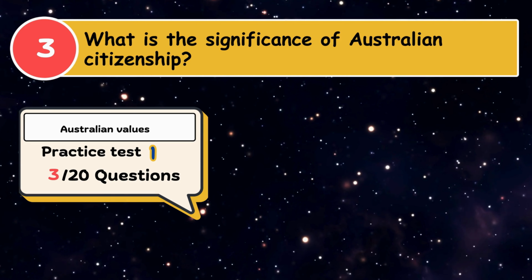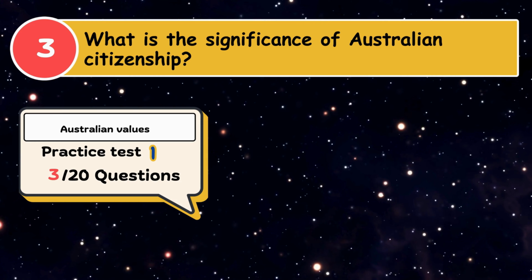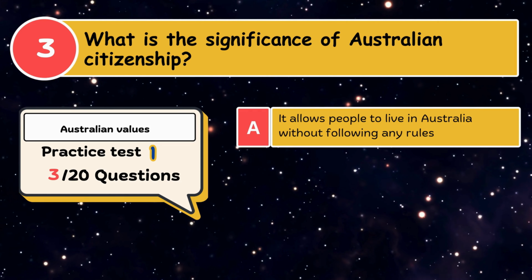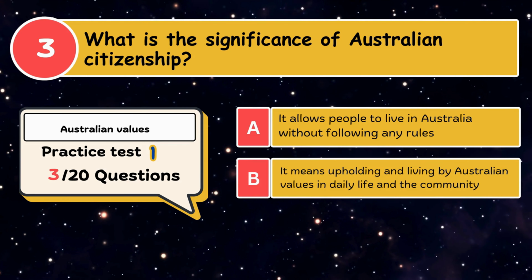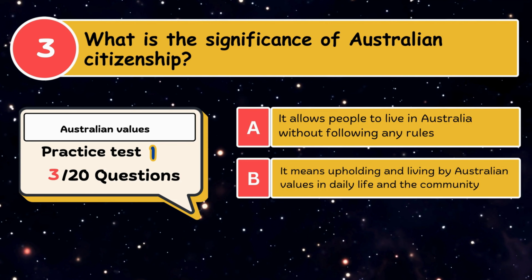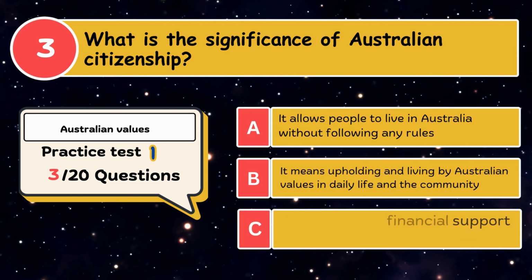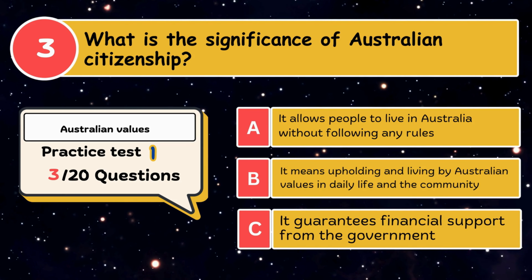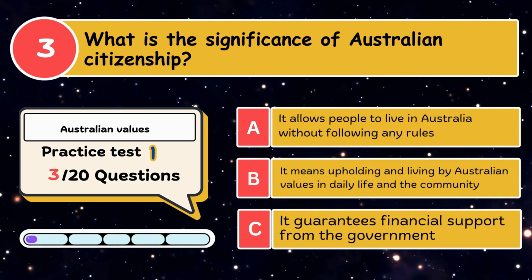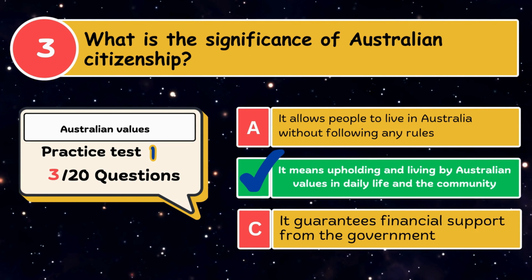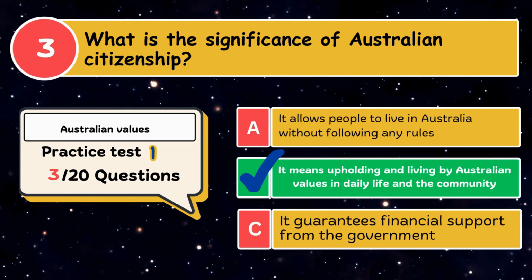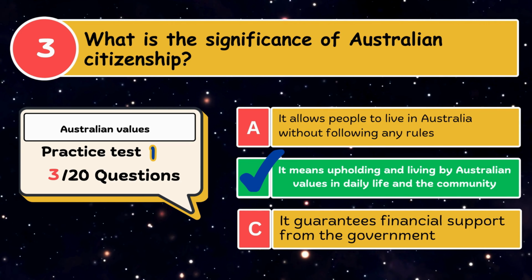What is the significance of Australian citizenship? A. It allows people to live in Australia without following any rules. B. It means upholding and living by Australian values in daily life and the community. C. It guarantees financial support from the government. The correct answer is it means upholding and living by Australian values in daily life and the community.